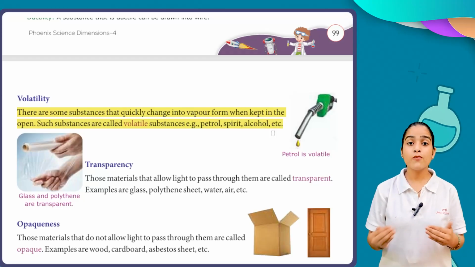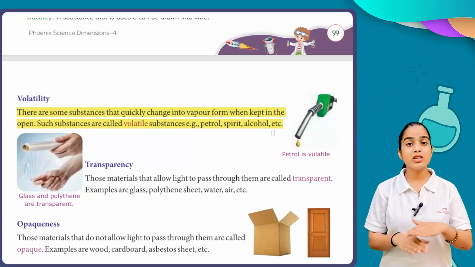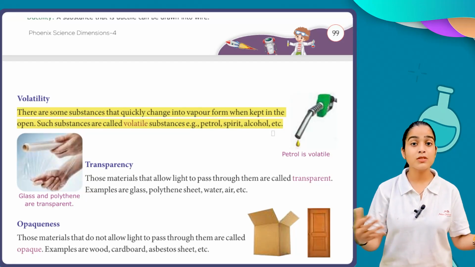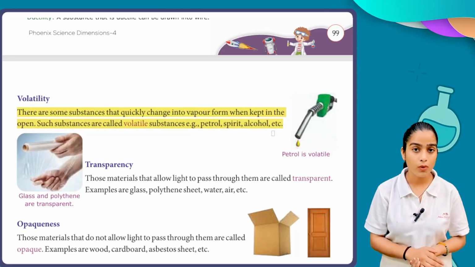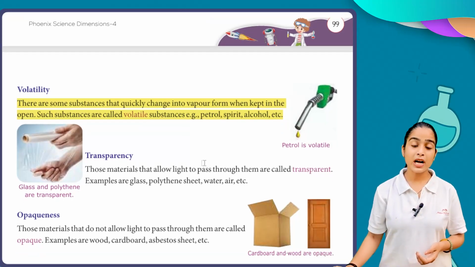Okay, you are very volatile. This word you hear now, volatile, means the person can adjust in each and every kind of situation. That is what volatile means. So that is referred to as volatility. Now we have transparency.